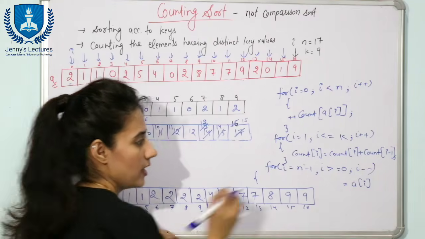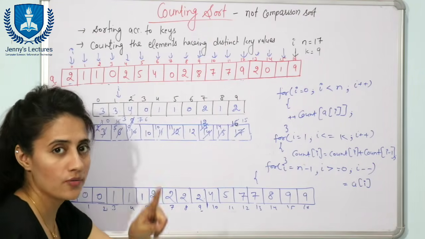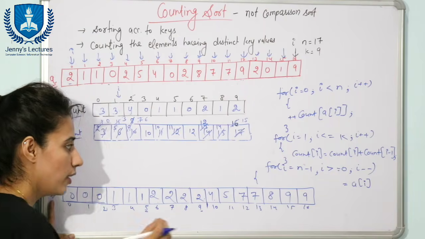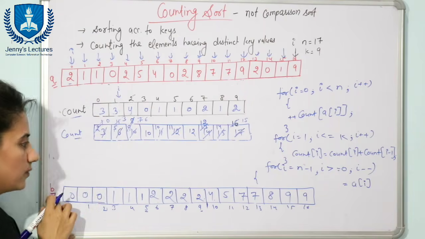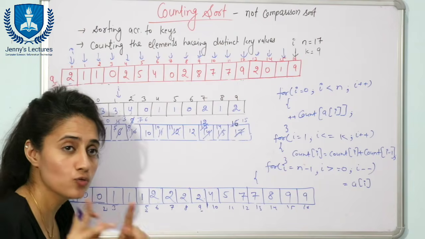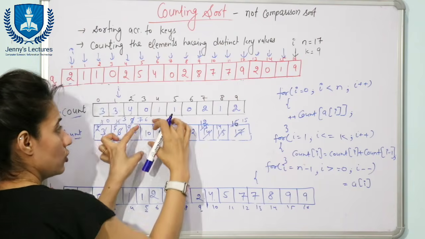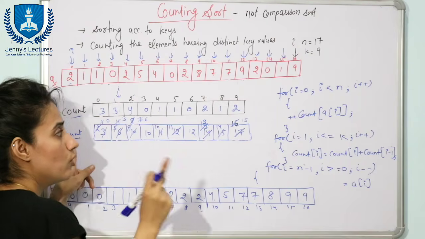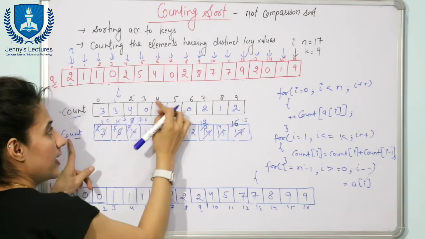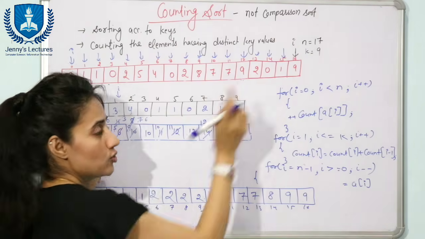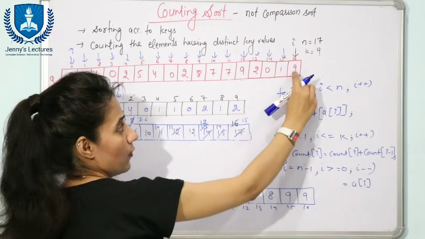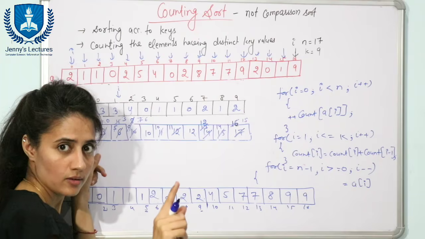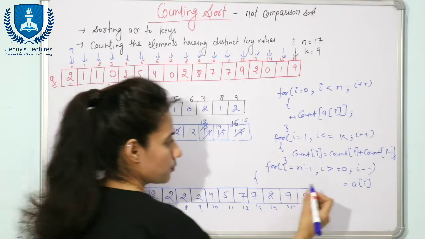Now where to put this element? We are going to put this element in array B. But first of all you have to find out the proper index in this B. For that index you will use the count array. And in the count array, for finding this index you will use this value, right? See, the value is 9. So same, we are going to index 9.